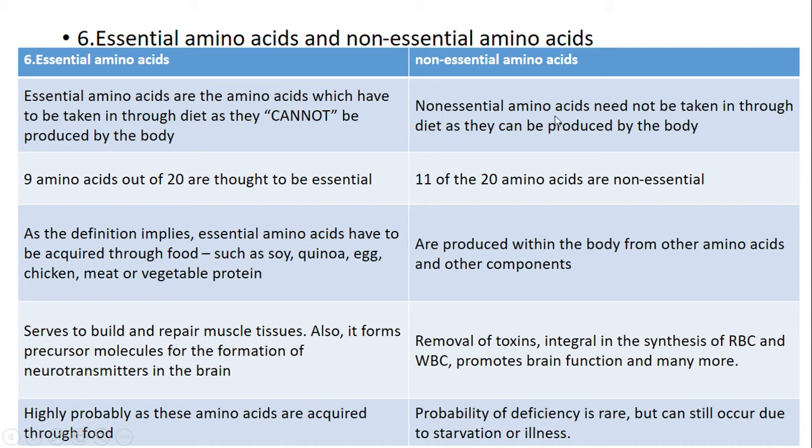Non-essential amino acids need not be taken in the diet as they can be produced by the body. 11 of the 20 amino acids are non-essential. They are produced within the body from other amino acids and components. Functions include removal of toxins, synthesis of RBC and WBC, and promoting brain function and immune function. The probability of deficiency is rare, but it can still occur due to starvation or illness.